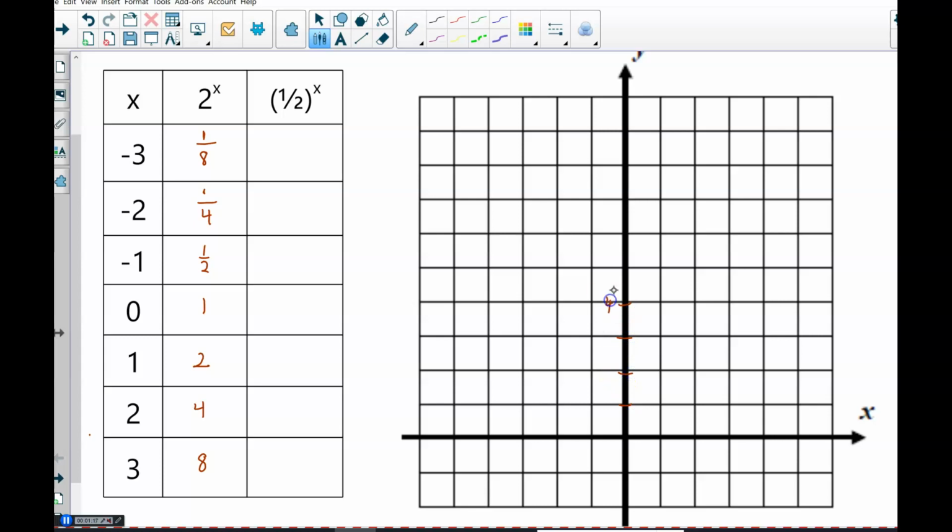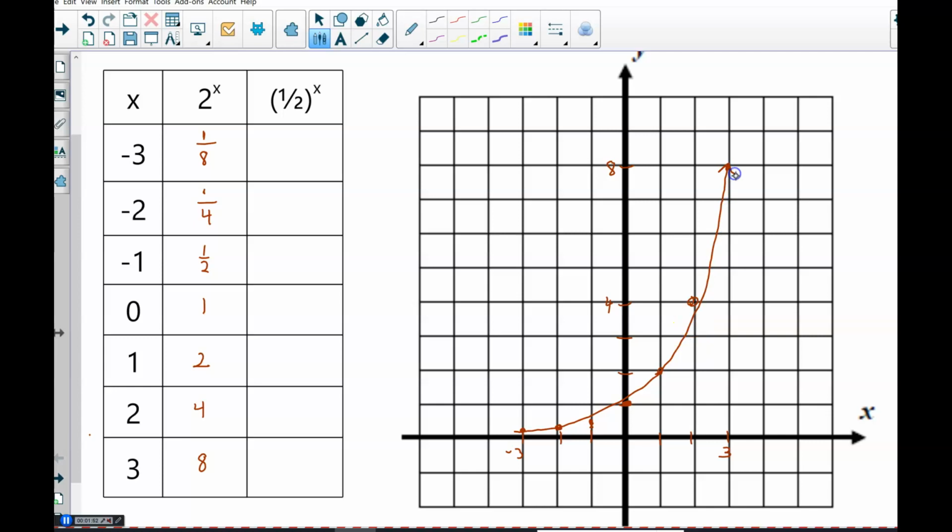I'm going to have each box equal to 1 on the y-axis, and each box equal to 1 on the x-axis. -3, 1/8 is 0.125. 1/4 is 0.25. 1/2 is 0.5. Then 0, 1; 1, 2; 2, 4; and 3, 8. And we make a nice smooth curve.